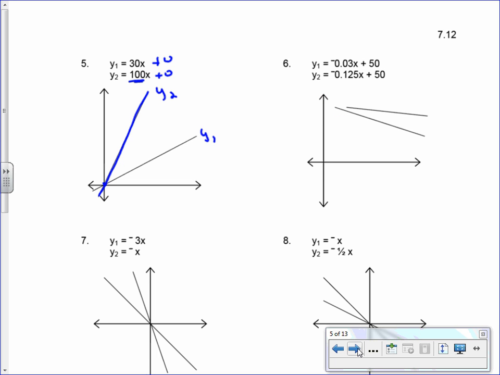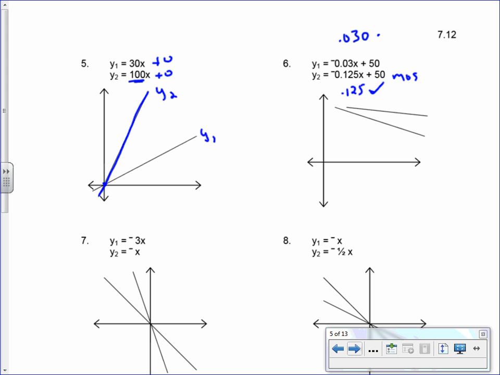I still need to get the one that is the most steep. This one, I've got negatives. They go downhill. But you want to look at the 0.03 and the 0.125. Get the same number of decimal places in them, so they have 3. And then you can compare 30 to 125, and this one is the most steep.